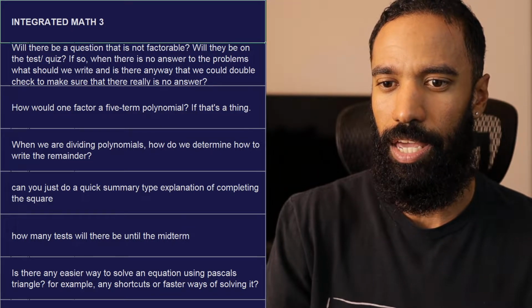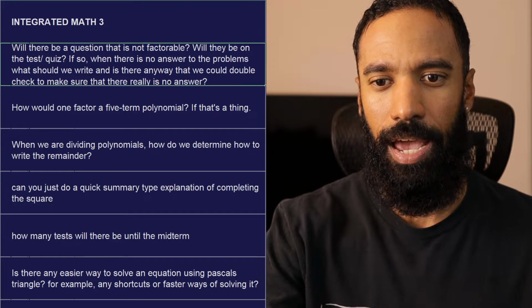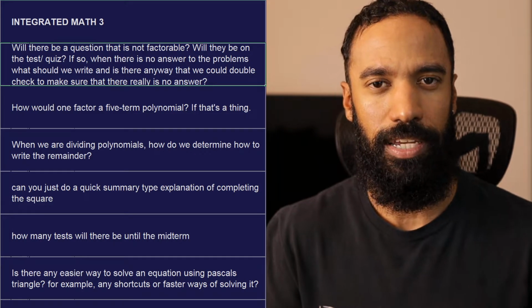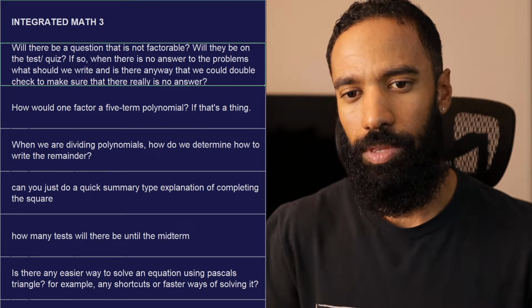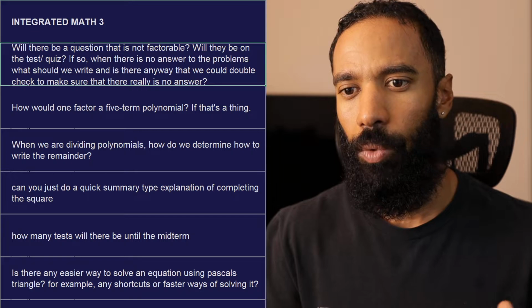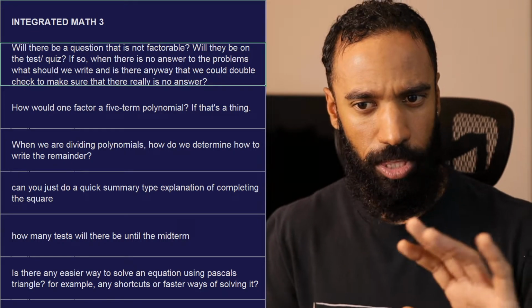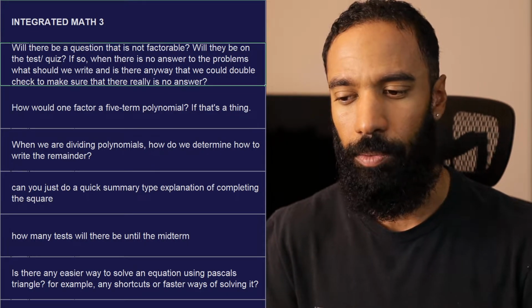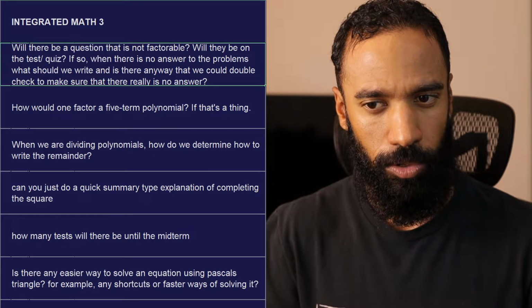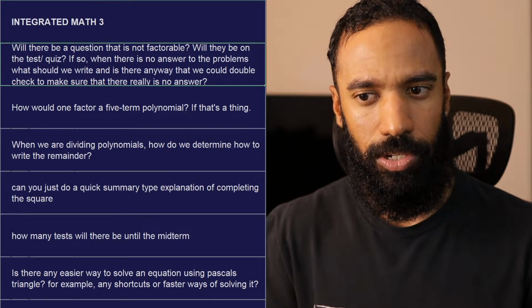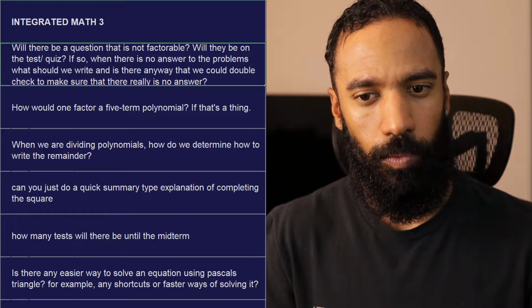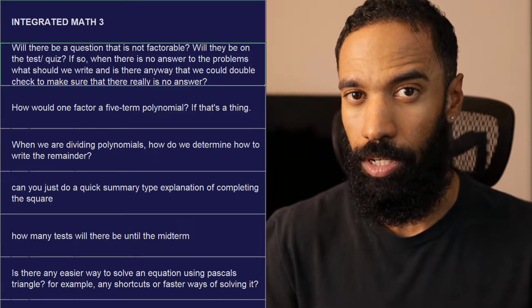So the first two questions, again, were in the last Power Hour, and I need to provide more context now that we've seen a few different things here. This first question, an old question, was, will there be a question that's not factorable? And this was asking about the quiz, but this was not what I cared about. It was, if something's not factorable, when there's no answer, is there any way that we could double check to make sure there's really no answer?